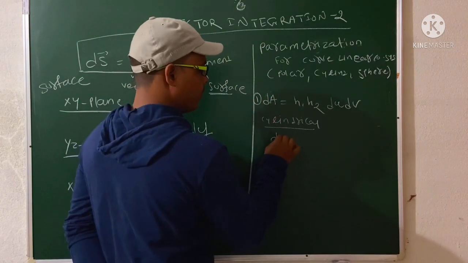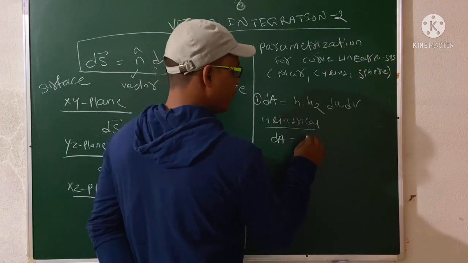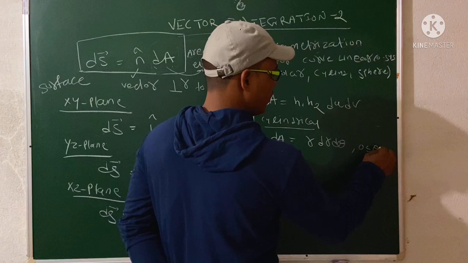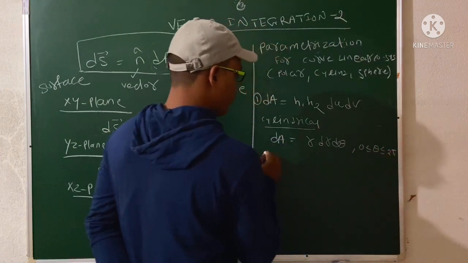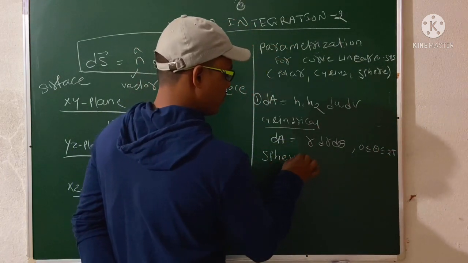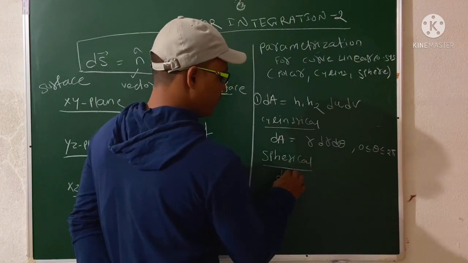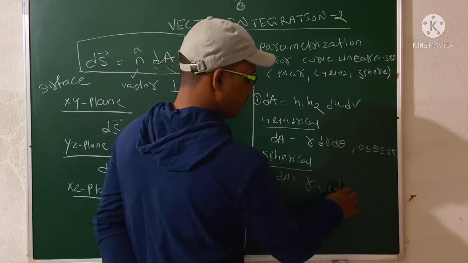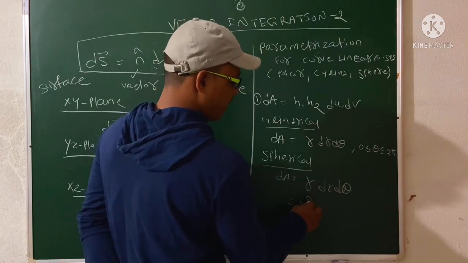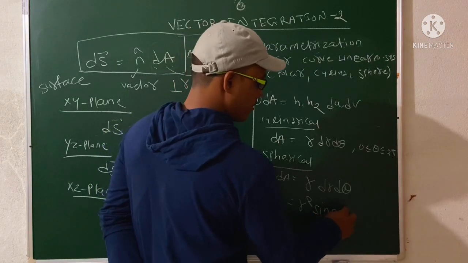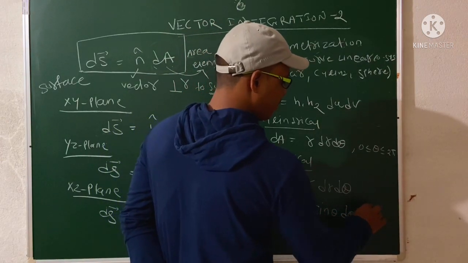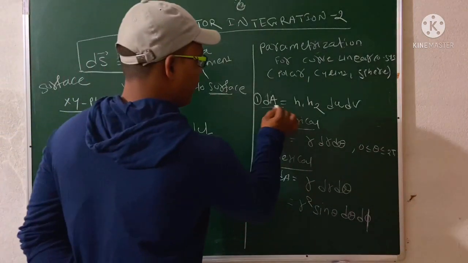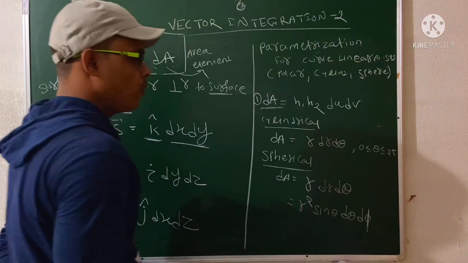So for cylindrical system, your dA is nothing but r dr d theta, where theta goes from 0 to 2 pi. For spherical coordinate system, your dA can be r dr d theta, or this can be r square sin theta d theta d phi. Remember, these are the area elements. dA is equal to h1 h2 du dv.